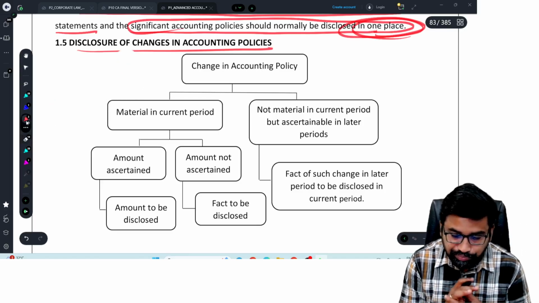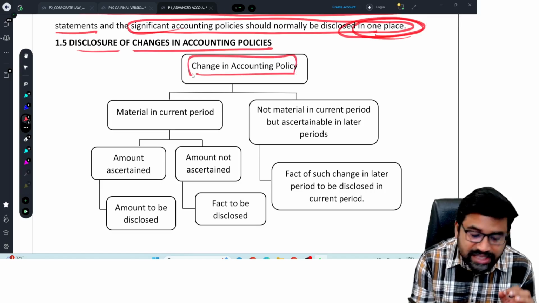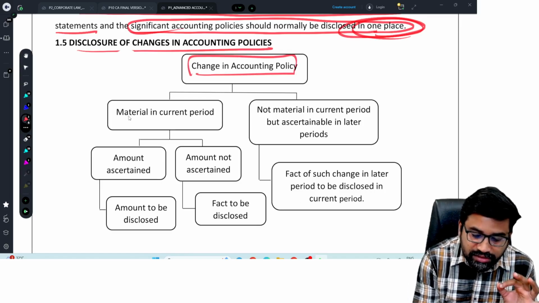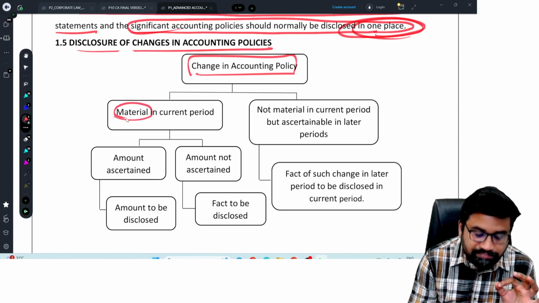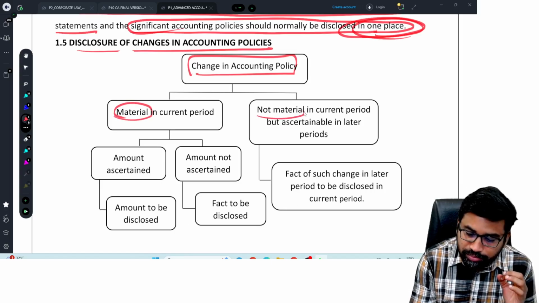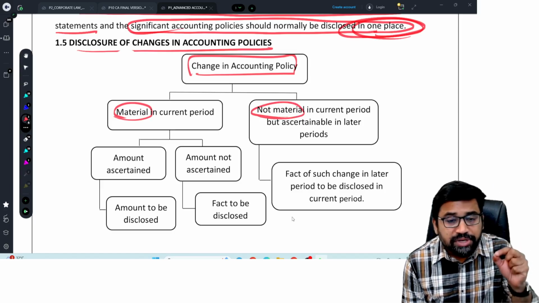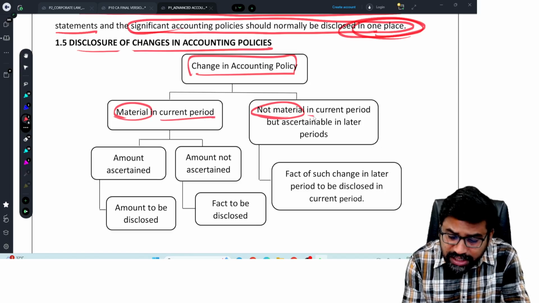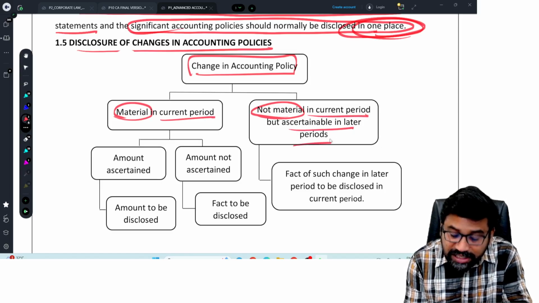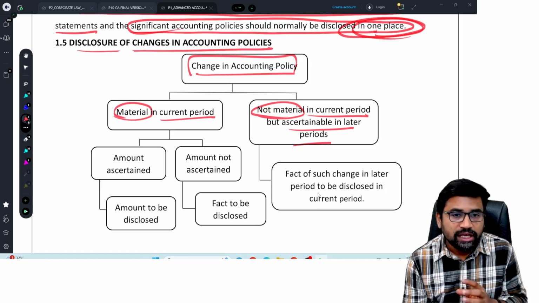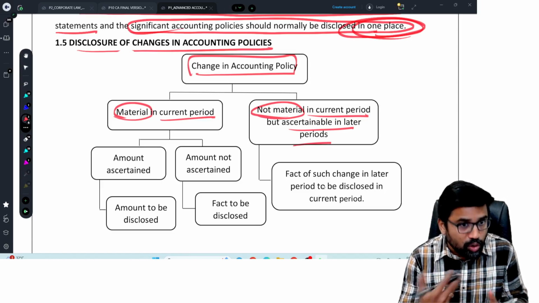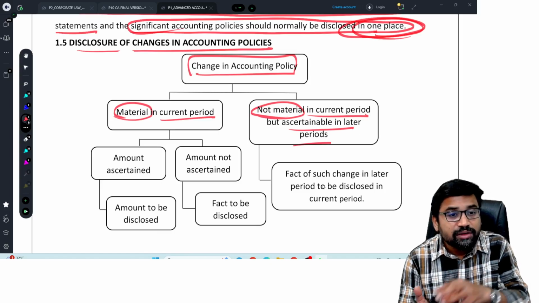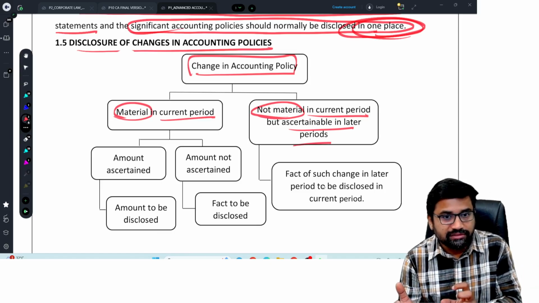It is allowed. Now the standard says whenever there is a change in accounting policy, you have to see whether that change is material or immaterial. Sometimes it is material in the current period. Sometimes it is not material in the current period, but ascertainable in later periods. See, whenever you change any accounting policy, the effect of that change may have a material effect in the current period. What is material?